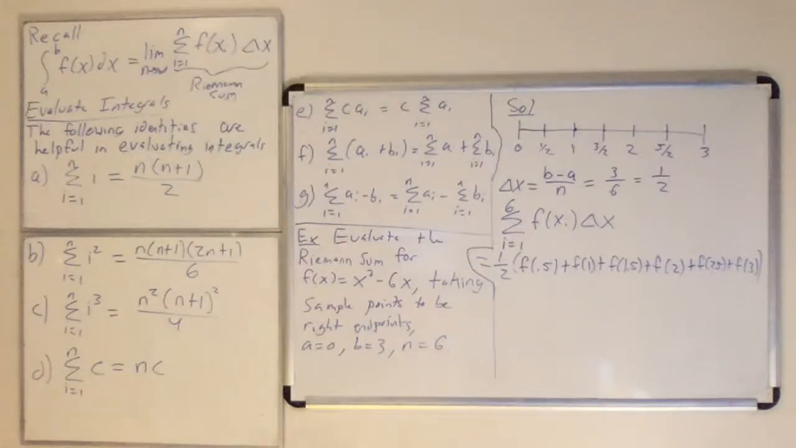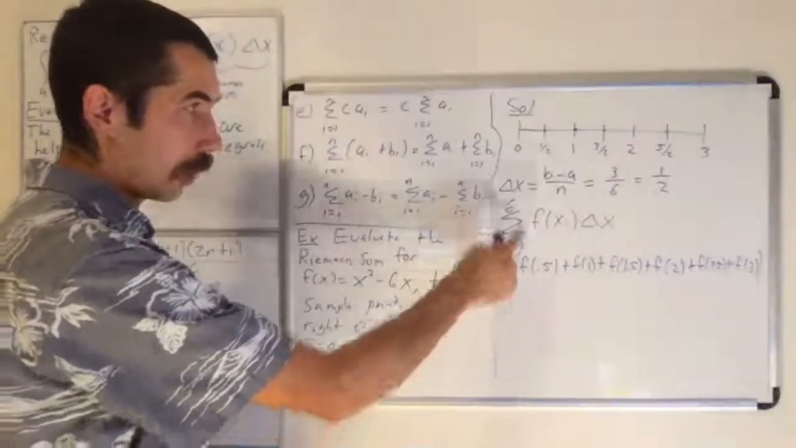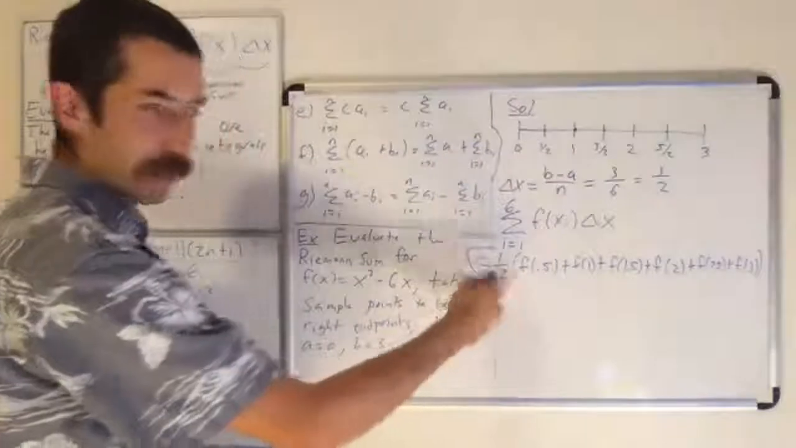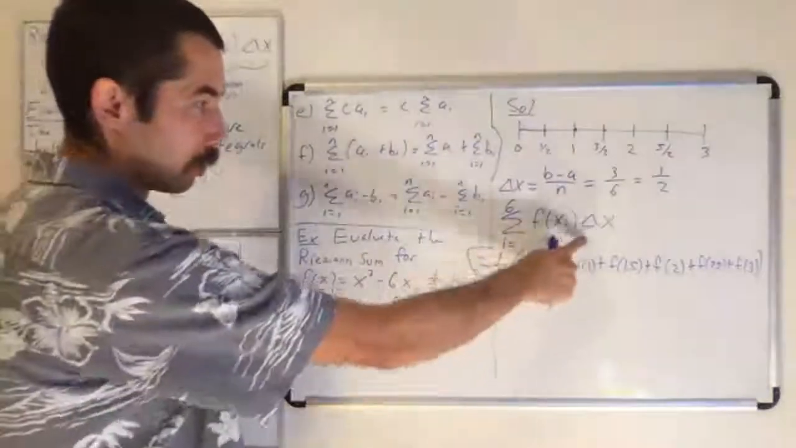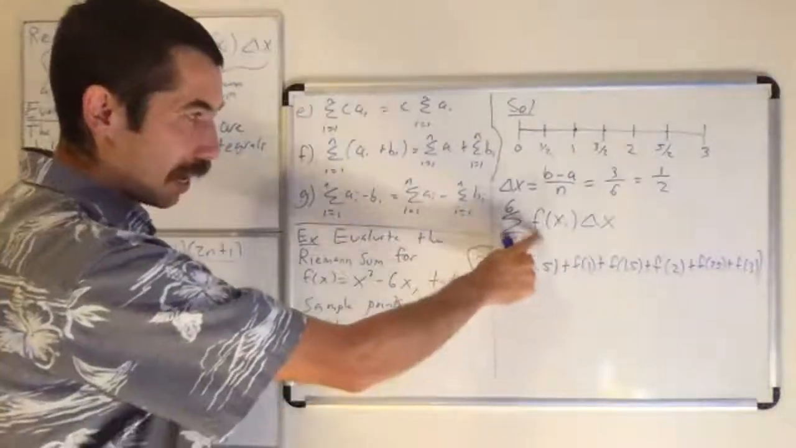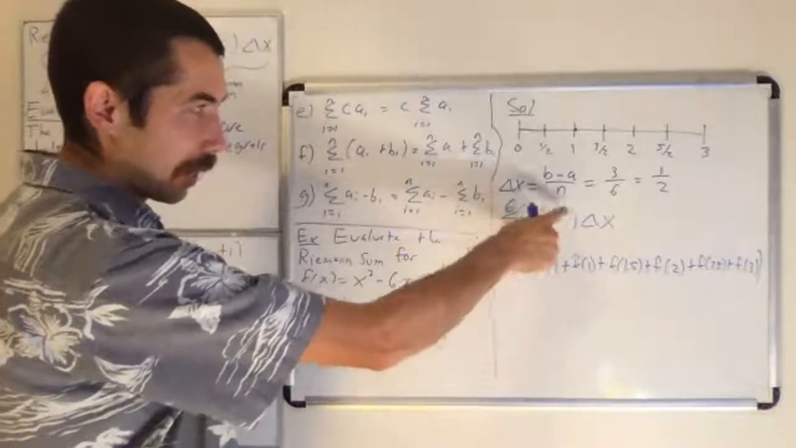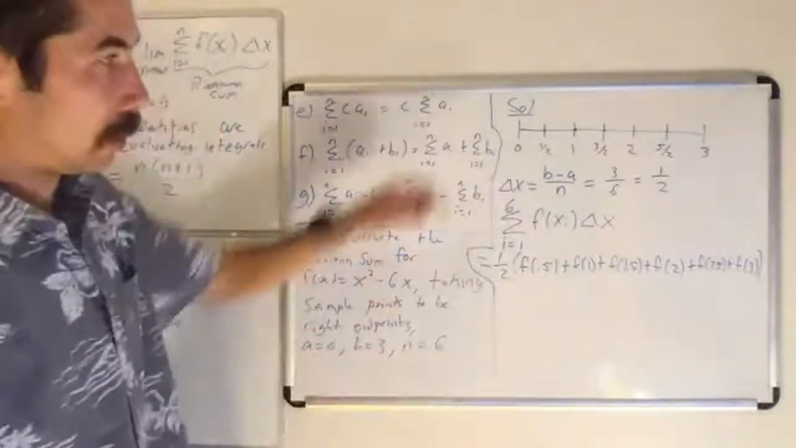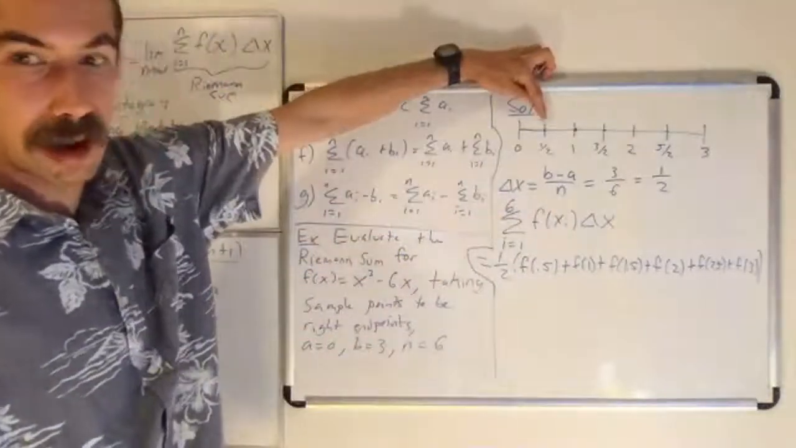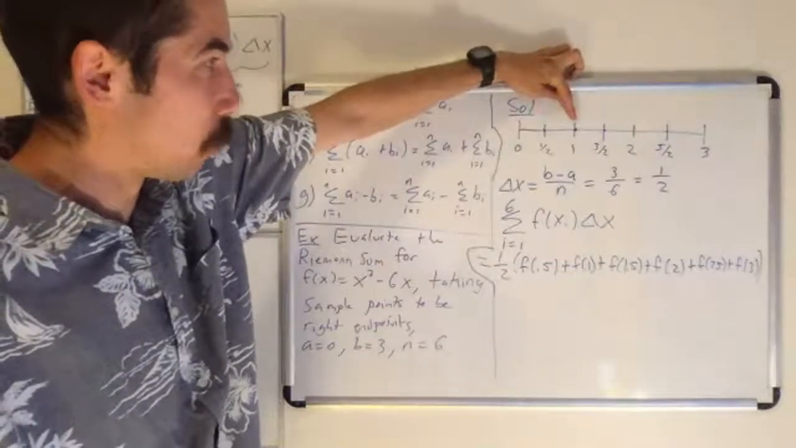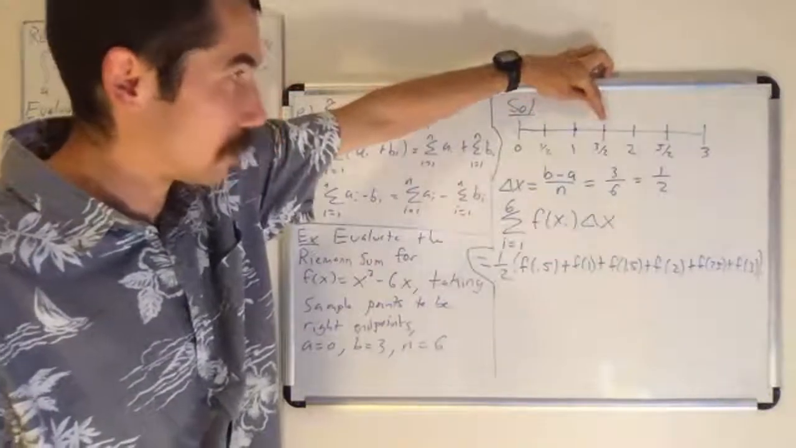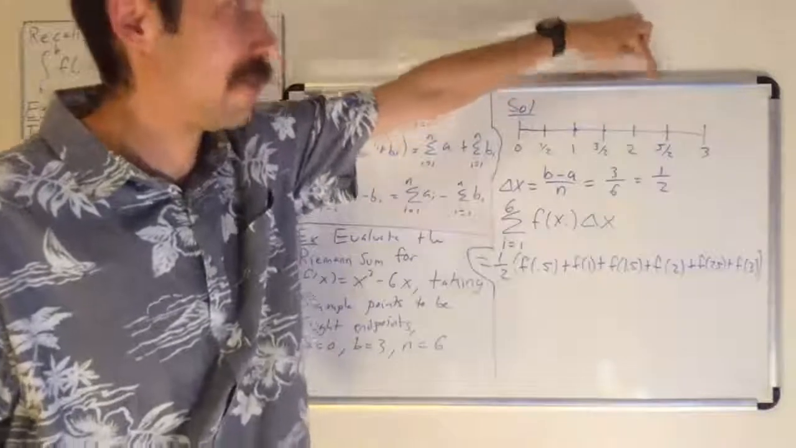Okay, I'm going to pause here. Please ask any questions if you need anything clarified. Each region has width 1/2, so I can factor out the 1/2. And now what this is saying, add up the function evaluated at each of the right endpoints. The first right endpoint is 1/2. The next right endpoint is 1. The next right endpoint is 3/2, then 2, then 5/2, then 3.